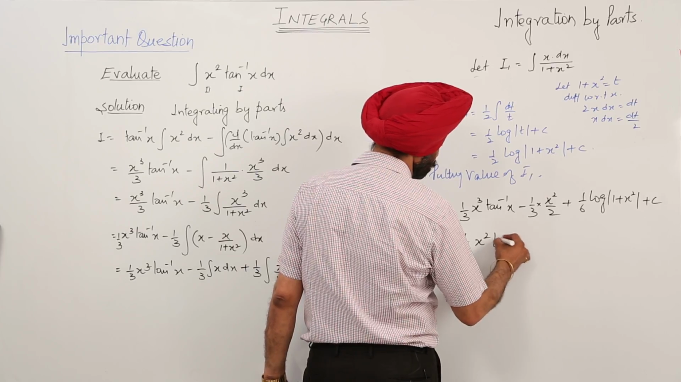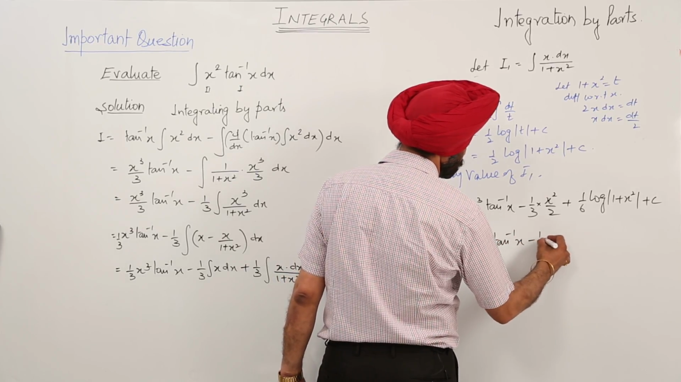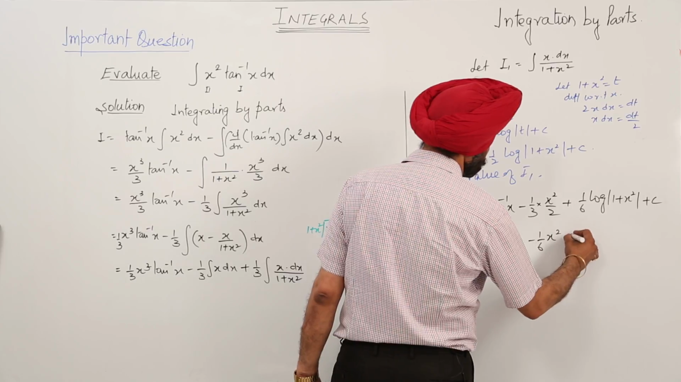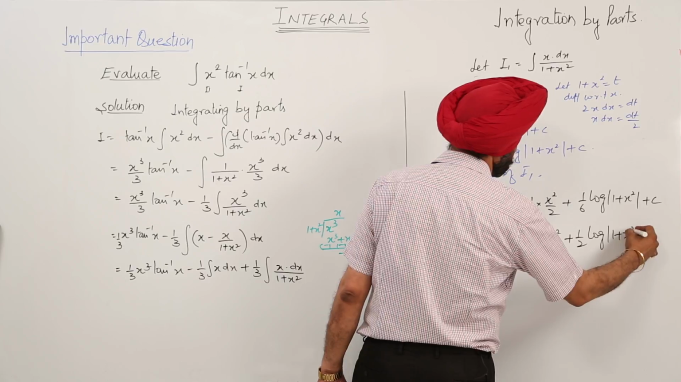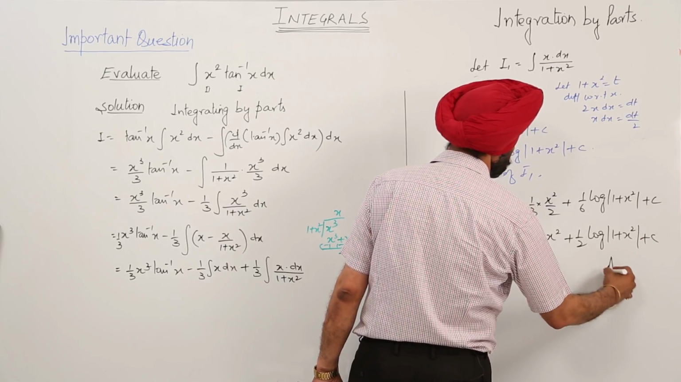1 upon 3 x cube tan inverse x minus 1 upon 6 x square plus 1 upon 6 log mod of 1 plus x square plus c, answer.